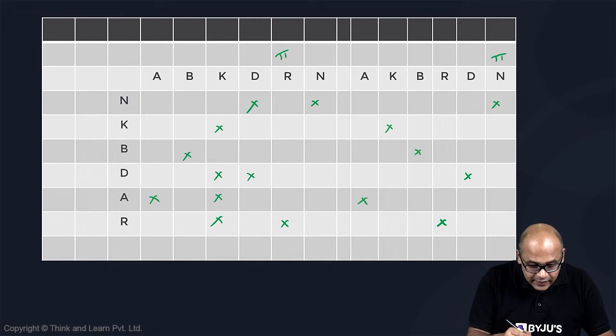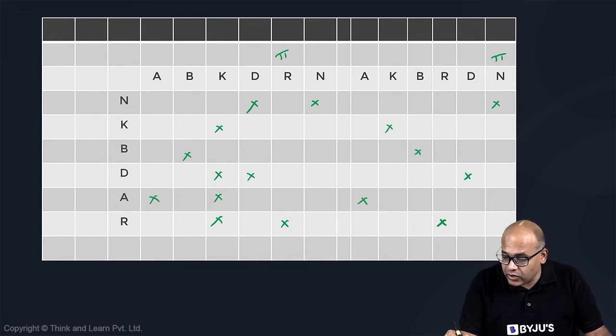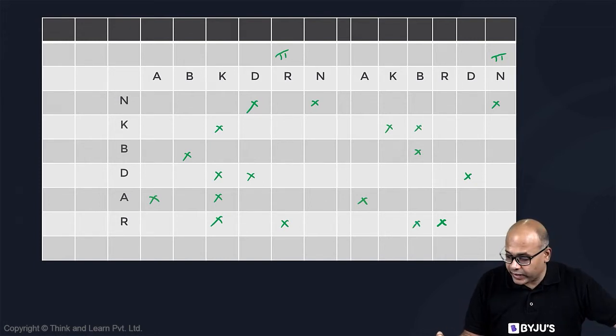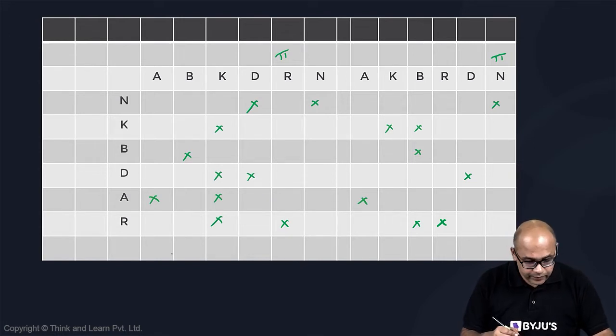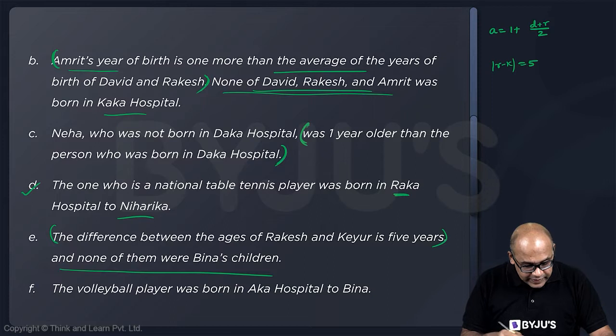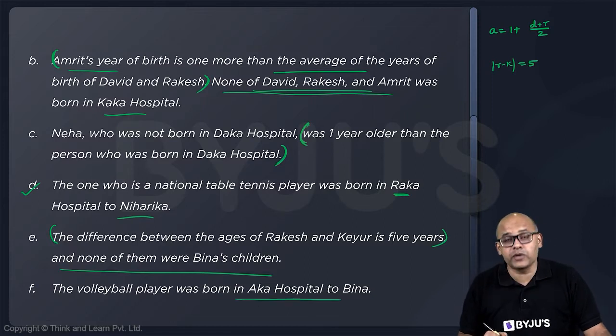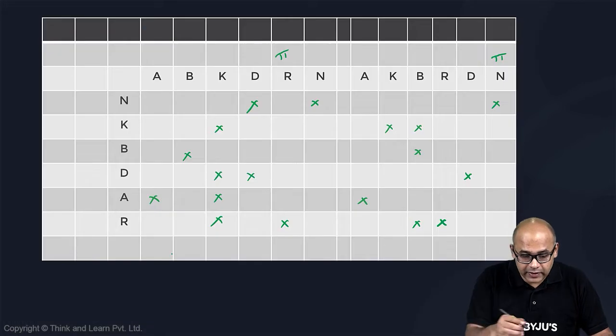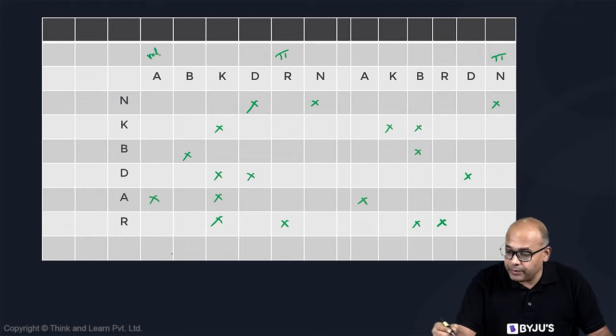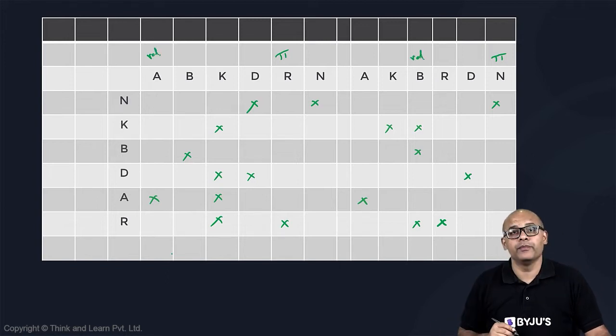So R and K are not Bina's children. So R, where is R? R is over here. R and K. So K is not Bina's and R is not Bina's. Okay. So this is basically what I have. Next, moving on. Where was I? Yes. The volleyball player was born in Aka Hospital to Bina. So Aka Hospital, volleyball, and Bina, volleyball. Right?